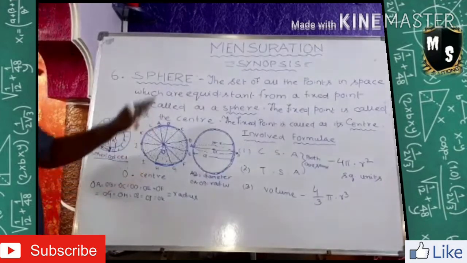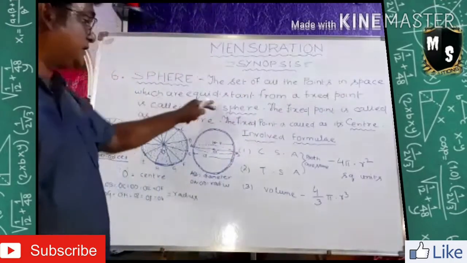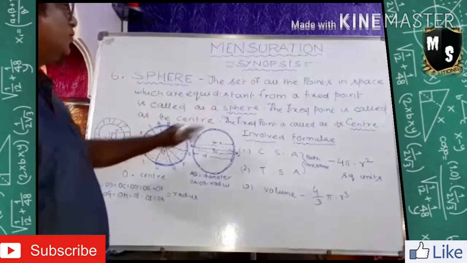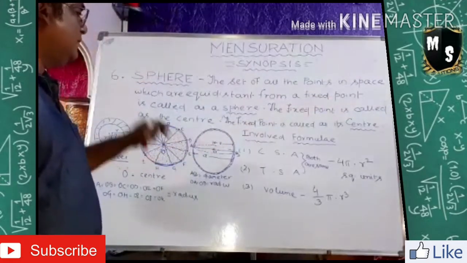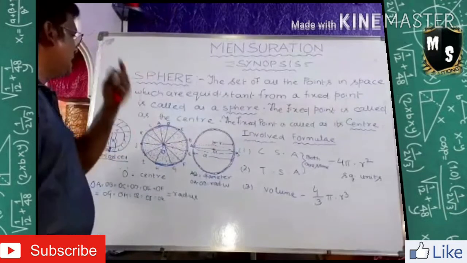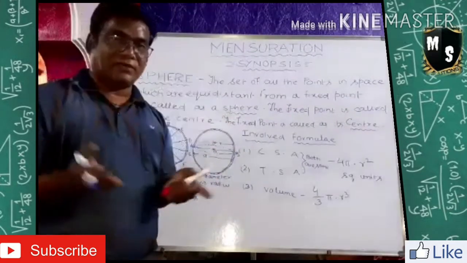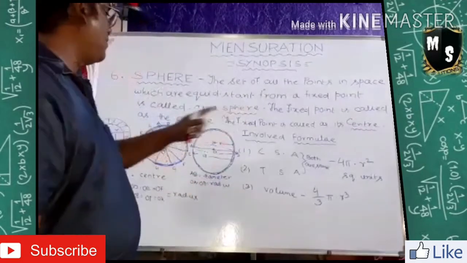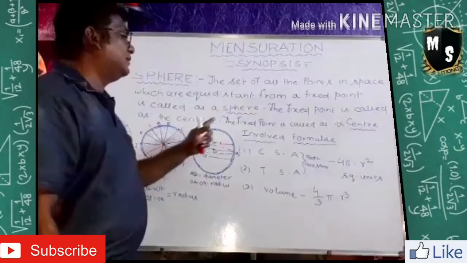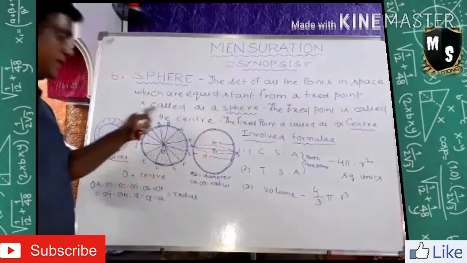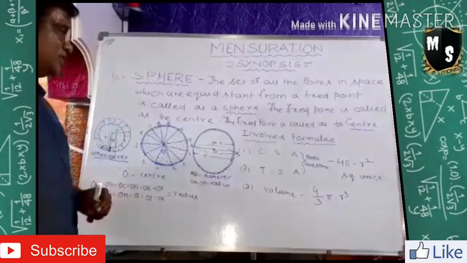Understood now? The points in space which are all equidistant from a fixed point, the fixed point is called the center, and when they are joined, they give you the form of a solid figure that is called a sphere. The fixed point here is the center, and the obtained figure is called a sphere. I hope you understood it.